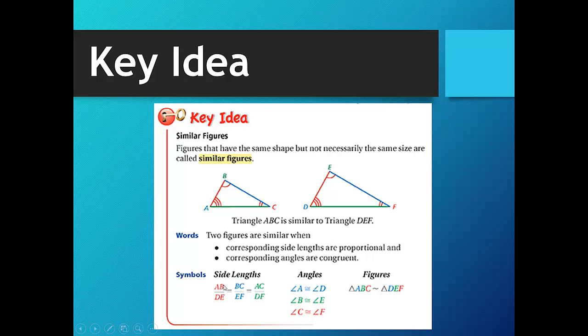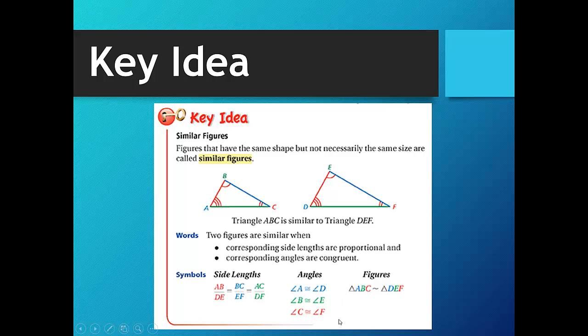So for the side lengths, AB over DE would be equal to BC over EF, which would also be equal to AC over DF.